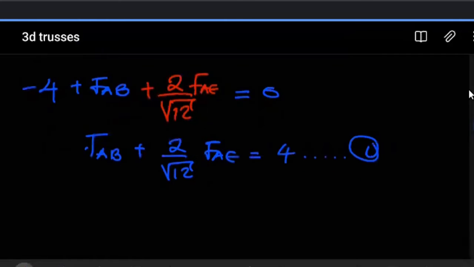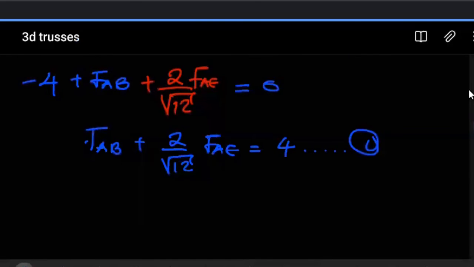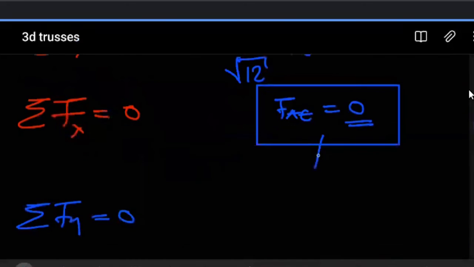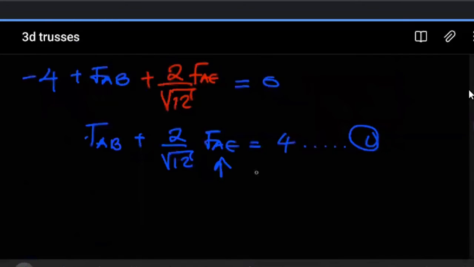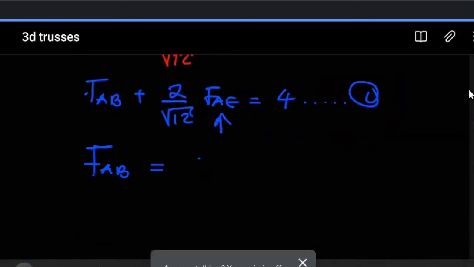But sir, haven't we found FAE to be 0? Ah, nice. We already have what FAE is. So because we have it, just plug it there. Because we know what FAE is, this reduces to just FAB being equal to 4 kilonewtons. So we have now found what FAB is.